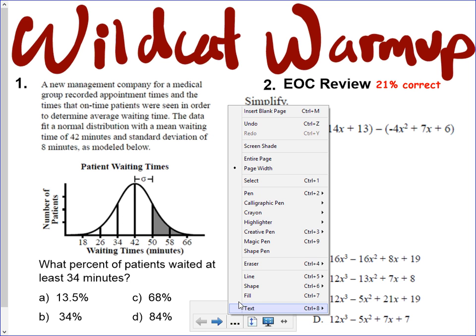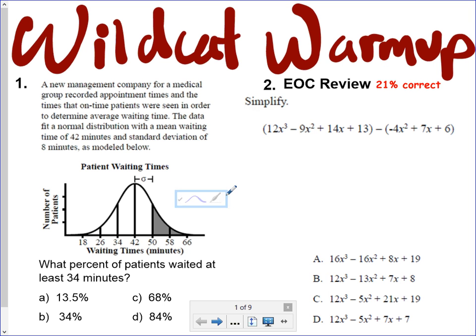Well, it seems that this problem has inspired some good debate. That's cool. Let's take a look at it. So all this stuff is just window dressing. The mean standard deviation is 8. Here's the question. What percent waited at least 34 minutes?